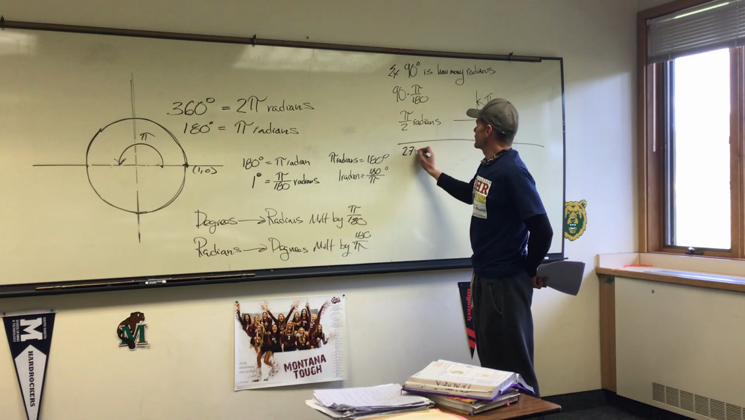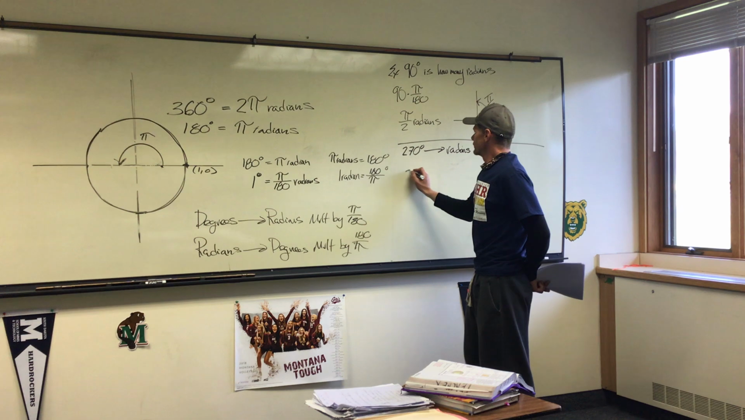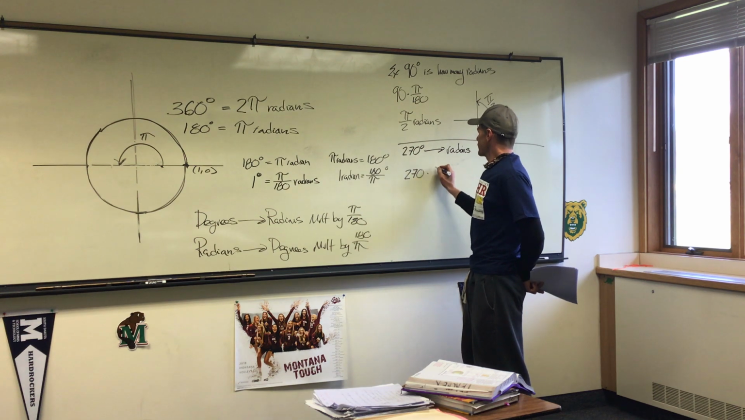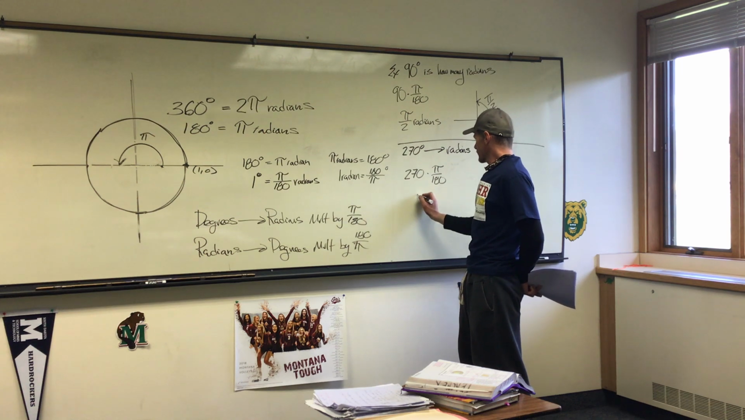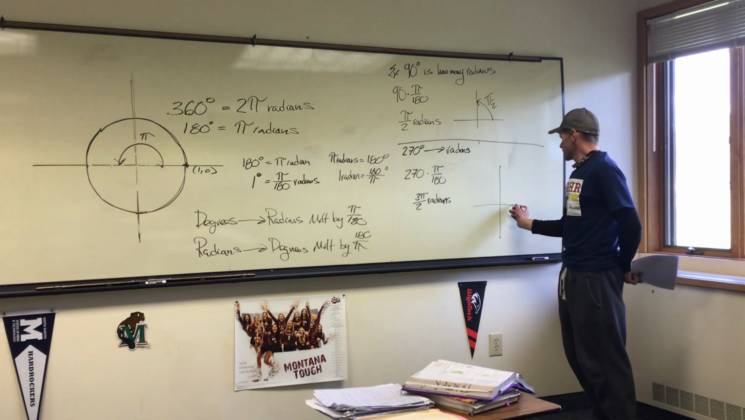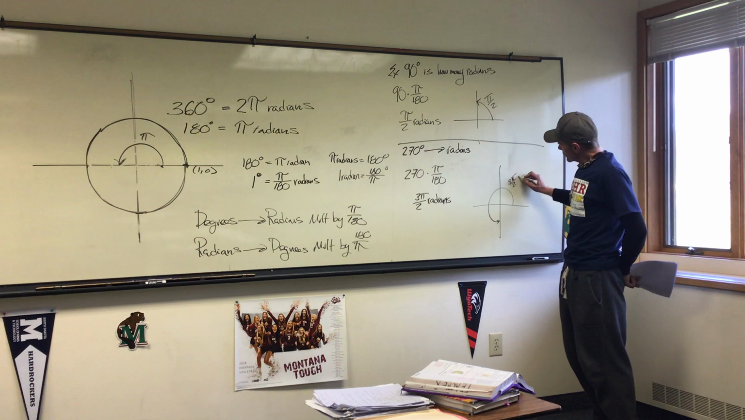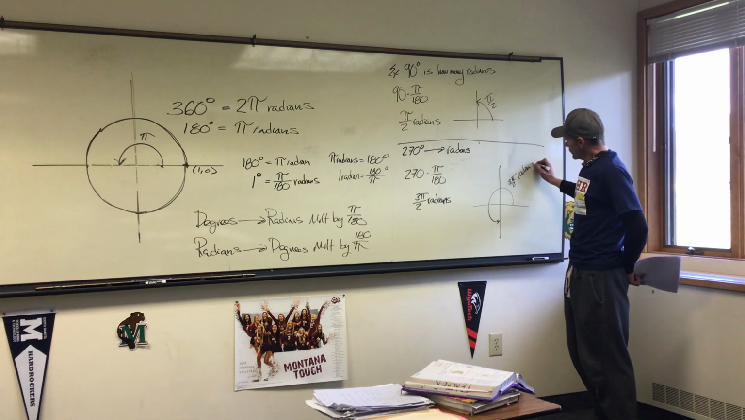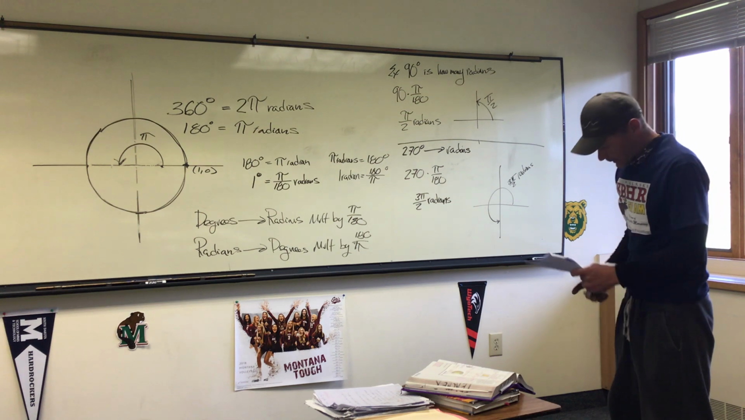All right, 270 degrees to radians. Let's do 270 times pi over 180 and divide by 90s. Okay, so we got 3 pi over 2. So 270 degrees is 3 pi over 2 radians. Okay? Do a couple more.